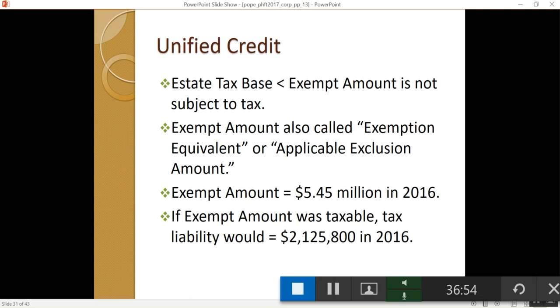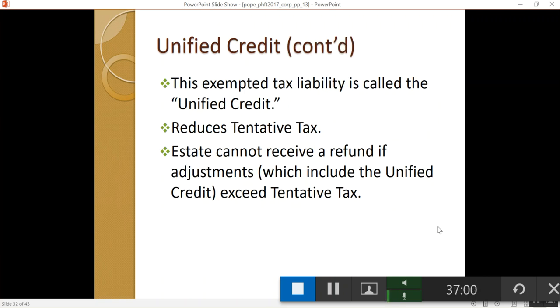So you'll see this when you go through some of your problems. It's fairly simple, and just remember you've got to use the charts. The exempted tax liability is called the unified credit. So the $5,450,000 is called the exemption equivalent, or the exempt amount, and then the credit against your tax is called the unified credit. And that's what actually reduces your tentative tax. And that's why it's called a tentative tax, because your actual tax liability is whatever it is net of your unified credit and those other credits that we went over a minute ago.